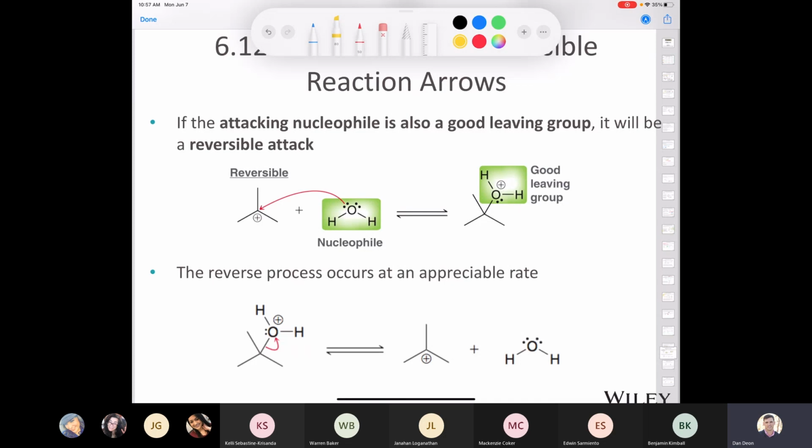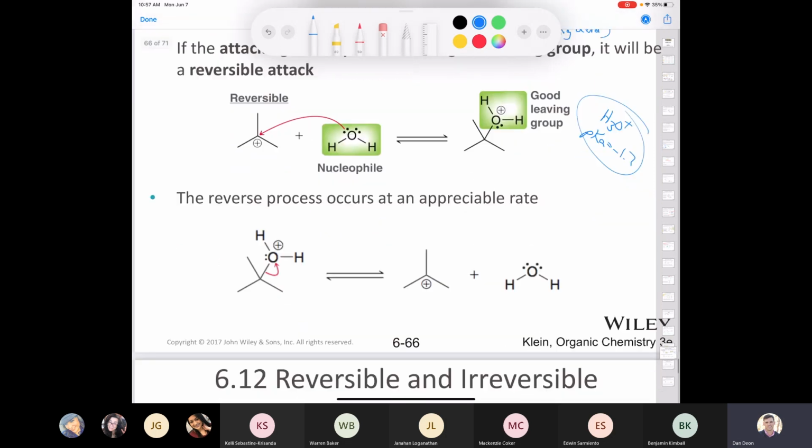When you're doing a nucleophilic attack, if the nucleophile that you're using is also a good leaving group, if it's the conjugate base of a strong acid, the nucleophile is also going to be a good leaving group. And so in that case, you would draw reversible arrows. Water makes a good nucleophile when you have a carbocation, but water can also make a good leaving group. Why? Because it's the conjugate base of what? Hydronium, which has a pKa that's equal to negative 1.7, or negative 2 is close enough. All right, so that's rule number one.